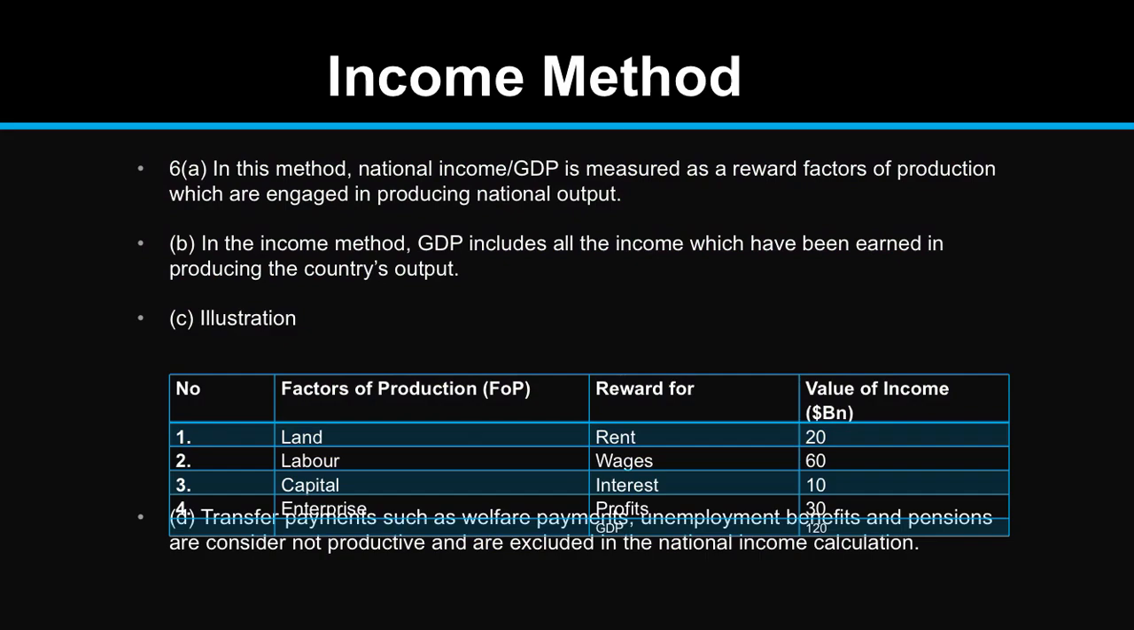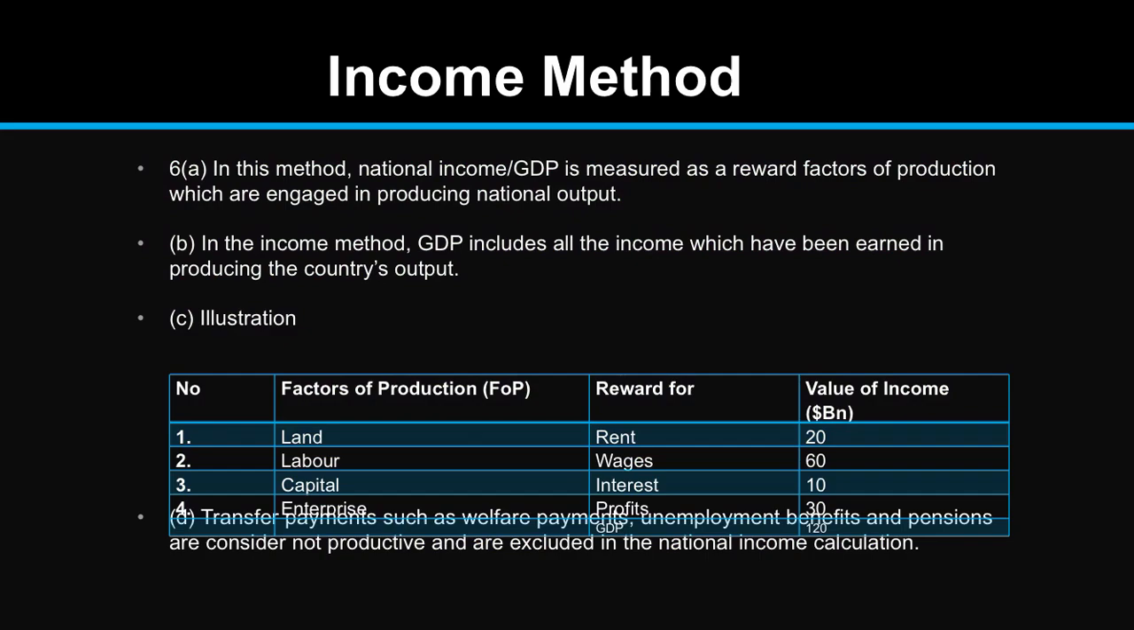For example, you can say the factors of production, or another word for factors of production is economic resources. We have about four components of the factors of production, which are land, labor, capital, and enterprise. So the reward for land is rental, reward for labor is wages, reward for capital is interest, reward for enterprise is profit. So by adding up all the rentals, wages, interest, and profits earned in a country, the country level or macro level, will give you the total of the GDP using the income method.